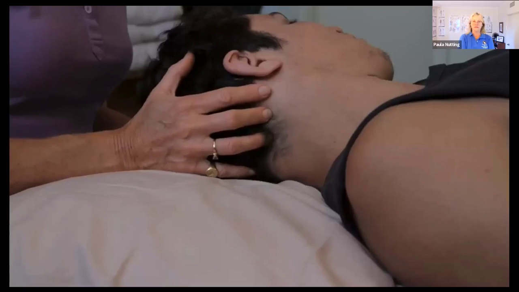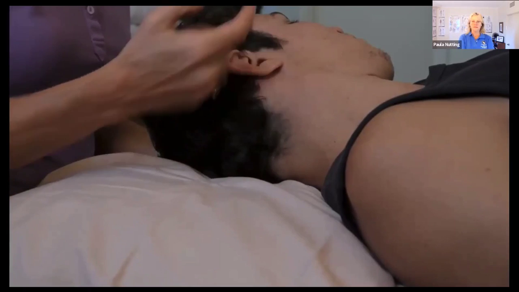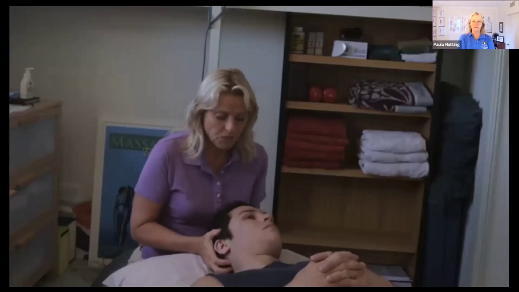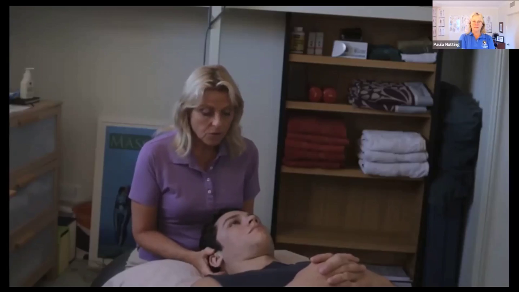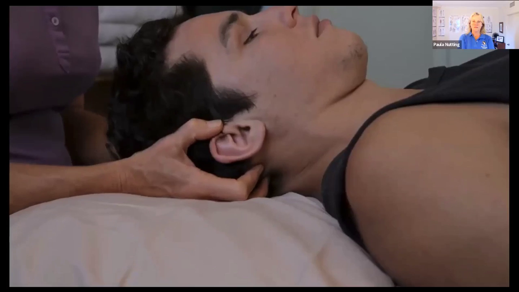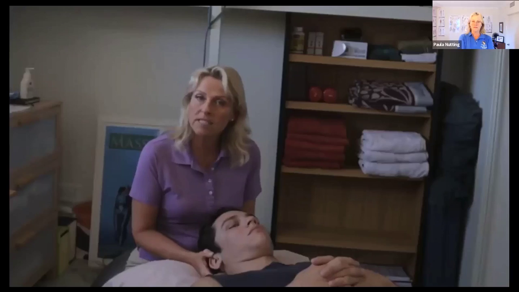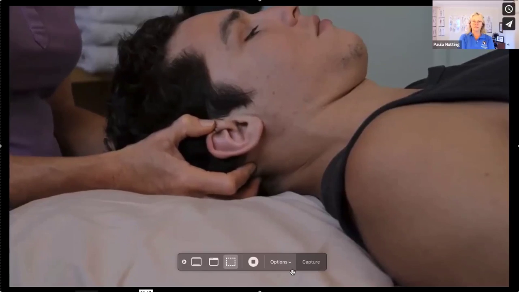What we're doing is we're creating some reciprocal inhibition between the optic muscle and the suboccipitals. All right, so Zach's going to relax his head. I'm applying that traction, and Zach, what you're going to do is, without moving your head, look down towards your toes. So he's holding his head still. He's looking down, and I'm applying some traction at the back of his head.